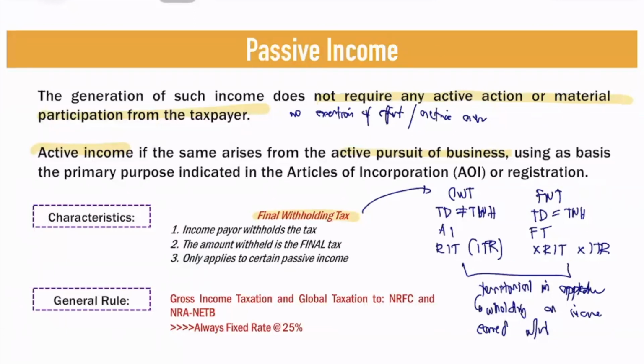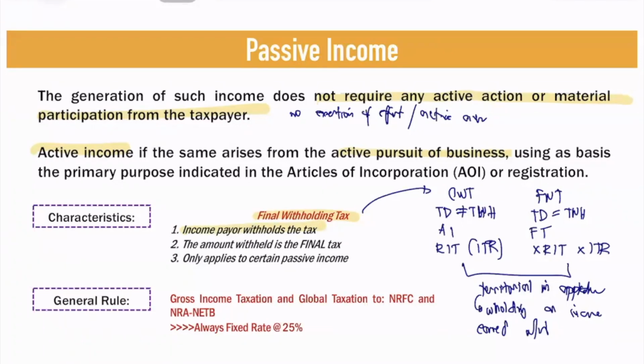So let's look now into your characteristics of your final withholding tax pursuant to your passive income. So first, income payer withholds the tax. And you already know the concept of an income payer and income payee. We said whenever the income payer pays the income payee a certain amount of income, that income payer will now withhold a tax depending on the percentage of the withholding tax. Next, the amount withheld here in your final withholding tax is a final tax.